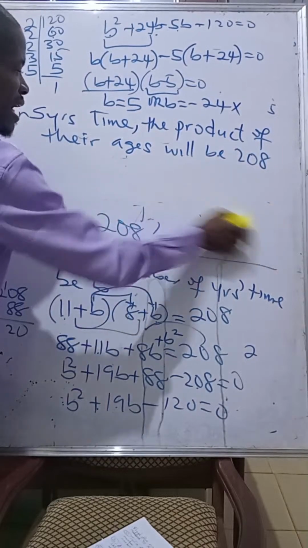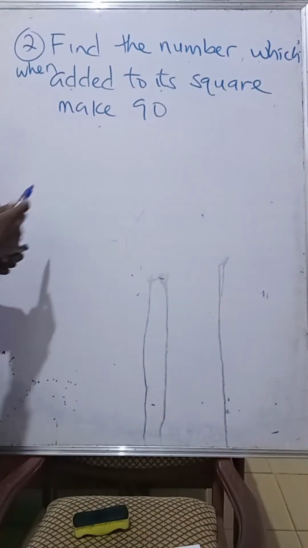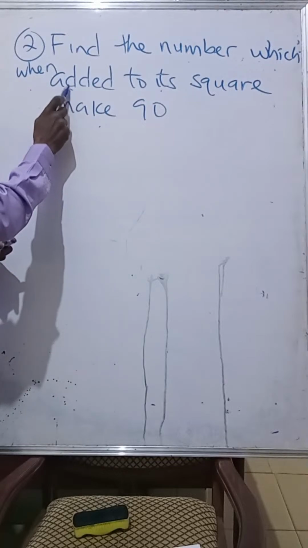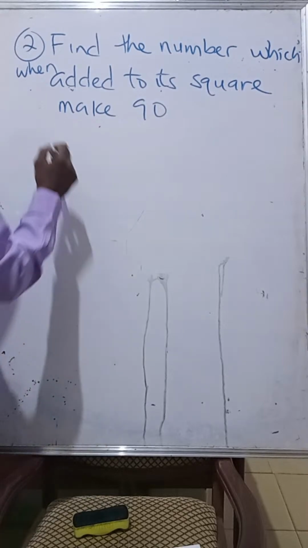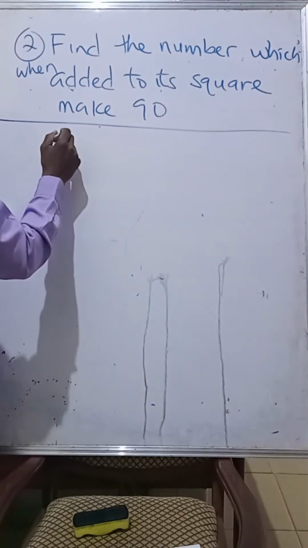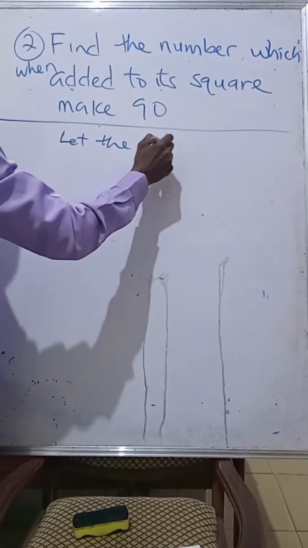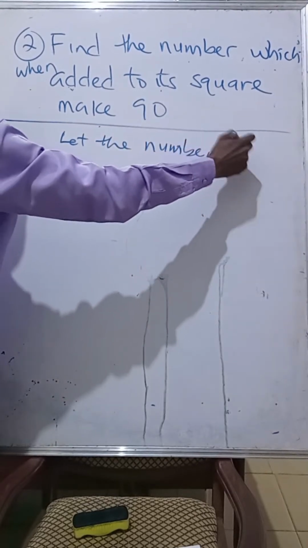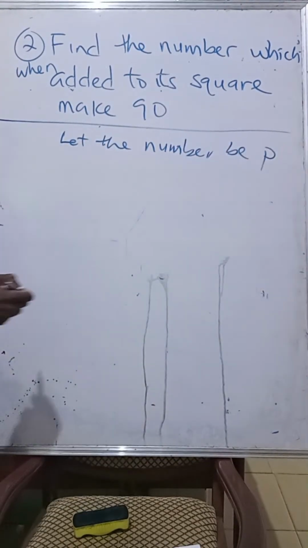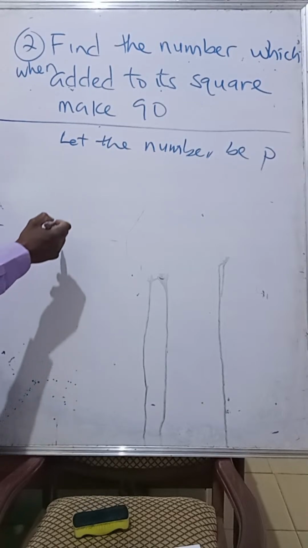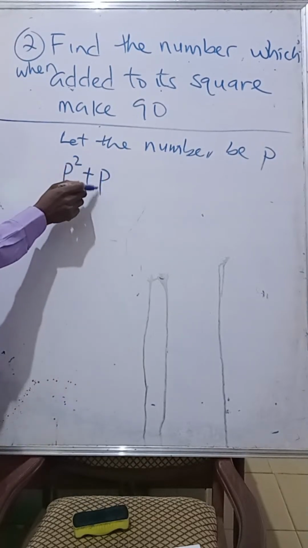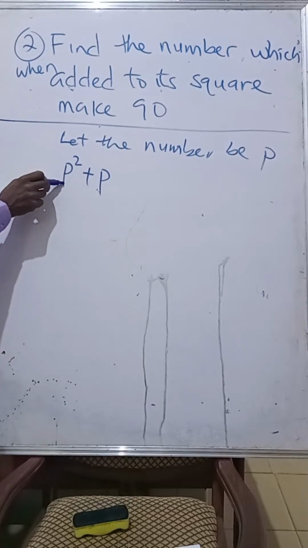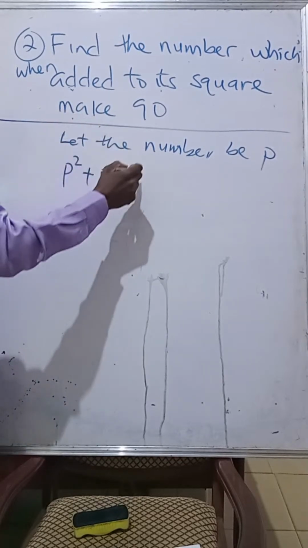Let me know your comments. Find the number which, when added to its square, makes 90. So what we do is we can just let the number be P. So find the number which when added to its square. This is the square of P, and it makes 90.